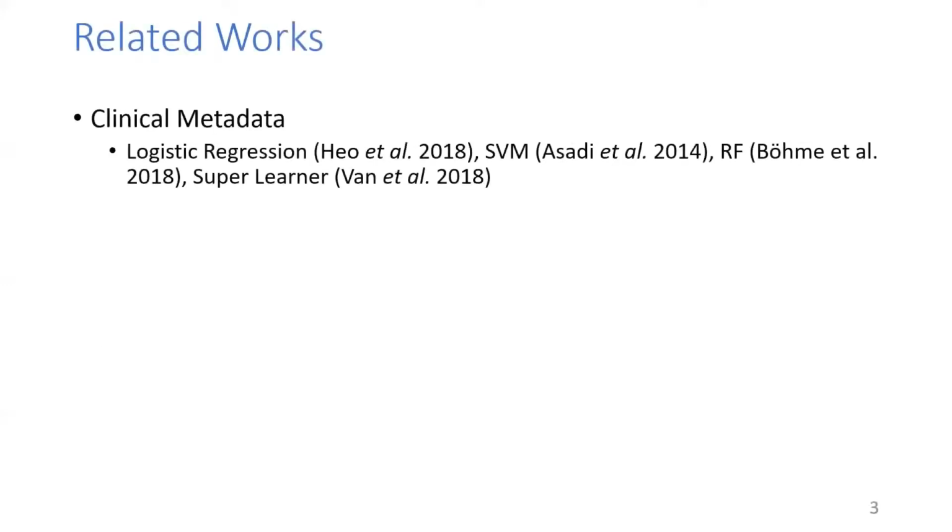Before going into details, I would like to briefly present related works in the outcome prediction of stroke treatment. The majority of the works in this area have used only clinical metadata information to predict treatment outcome, mainly applying machine learning algorithms like logistic regression, support vector machine, random forest, and superlearner.